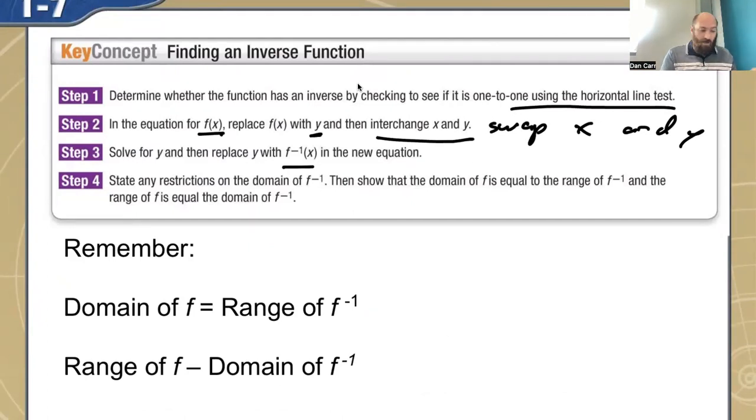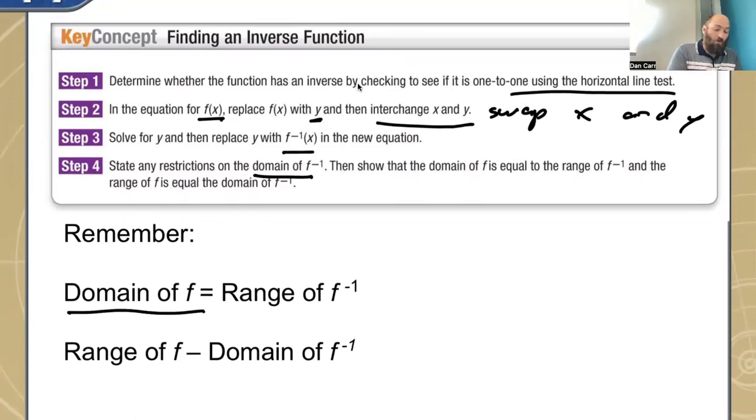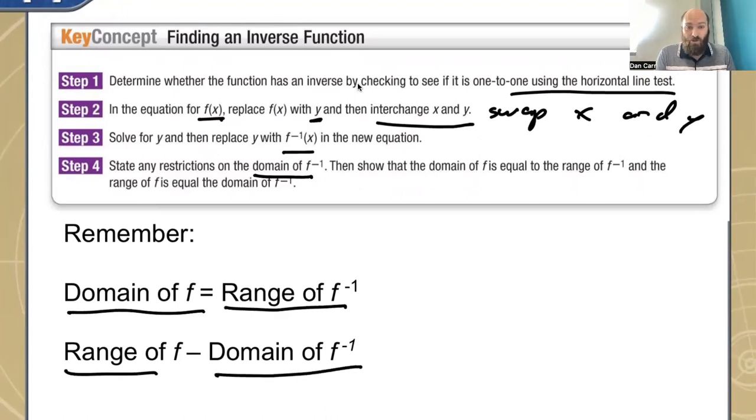One more thing to set up here is that when we find our inverse functions, there are times that we're going to create restrictions on the domain. Any restriction on the domain of the inverse function is actually because of the range of our inverse. So here what we're saying is the domain of my given function is going to end up being the range of my inverse function. The range of my first function is the domain of the inverse function.